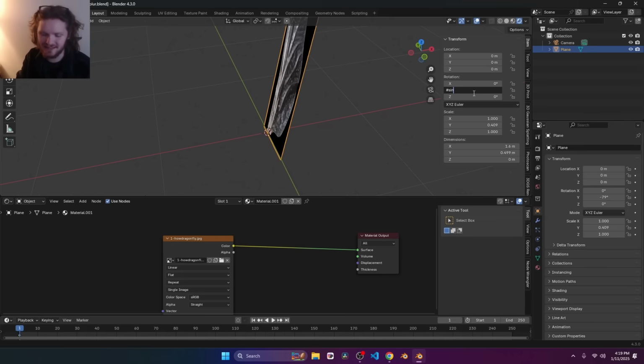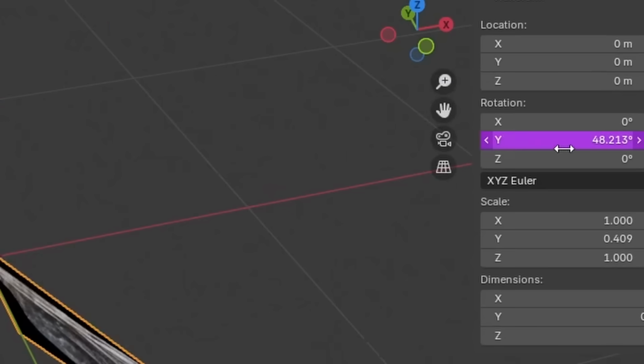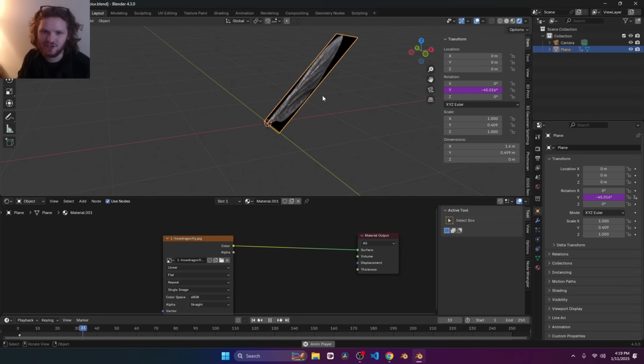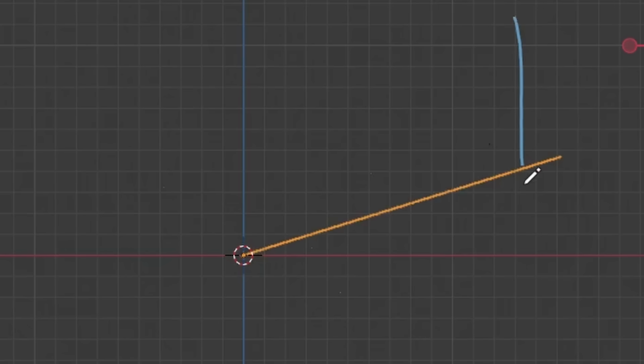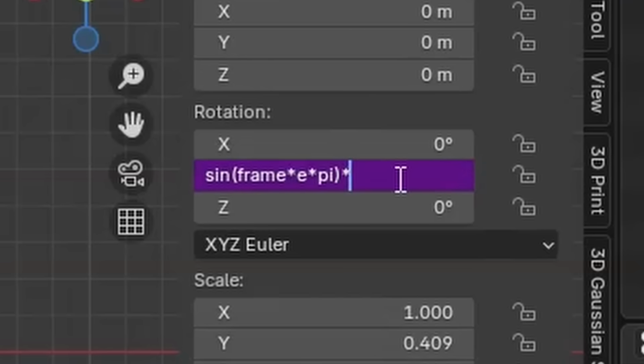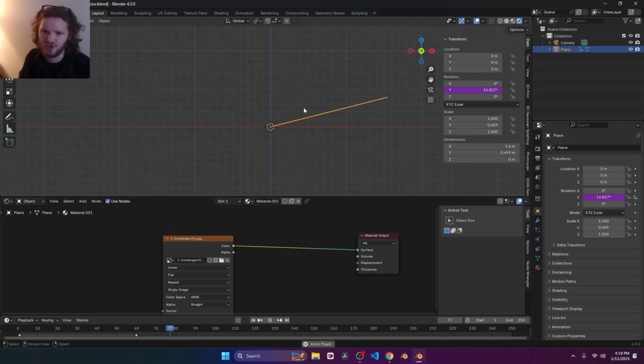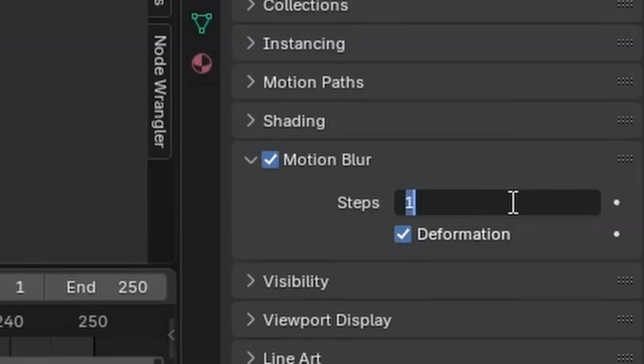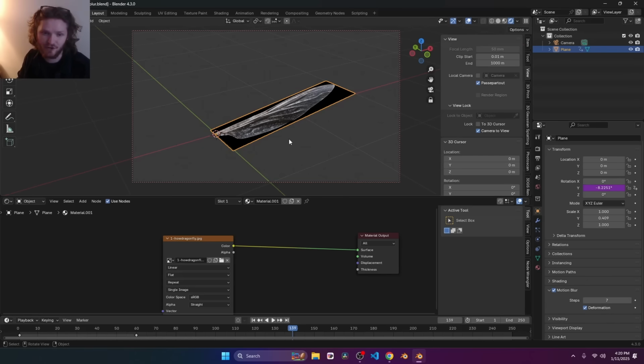So again, I'm going to take the sine of the frame number to start. I'm going to do e times pi. I like the speed, but I don't like the amplitude. So instead of going up and down from here, I want to keep it a bit smaller. We can do that by taking all of this and multiplying it by like, I don't know, 0.3. So it's 30% as strong. And then for this object, I'm going to bring up the steps of motion blur calculation to 7.